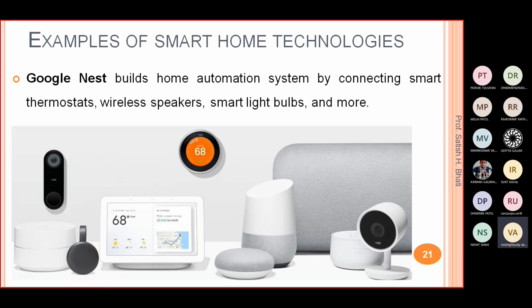So some examples of this kind of smart home, so one is the Google Nest. So you can see Google is providing a home automation system. By that you can connect the home. In the home you can connect the smart thermostat, wireless speaker, light bulbs, right, and many more things. So Google is providing that.